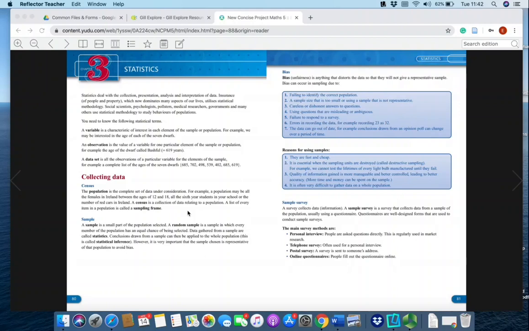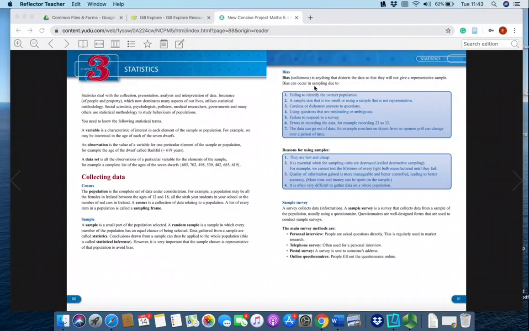And then you have to be careful that your sample isn't biased. In other words, you're not taking it from a specific subset. You have to be careful that it's a large enough sample, and so on and so forth. So bias then is unfairness. It's anything that distorts the data so that it will not give a representative sample.